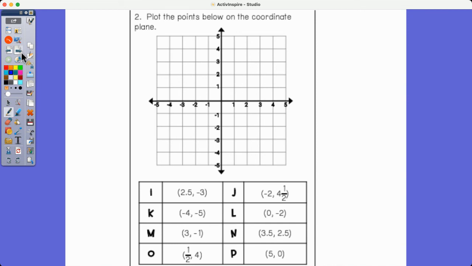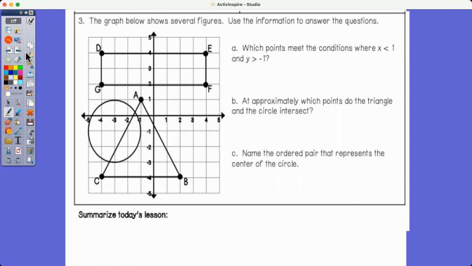Okay, you are going to plot the points for number 2, and then you're going to answer number 3's three questions, and make sure you summarize today's lesson using a complete sentence.